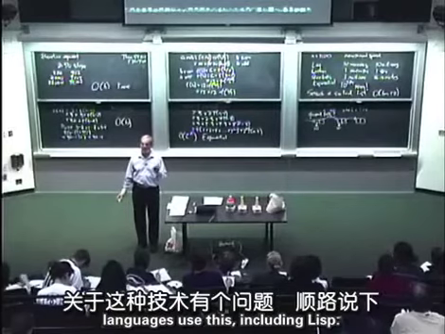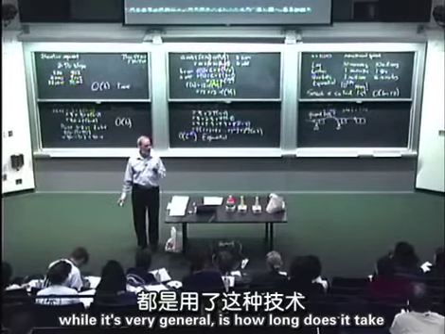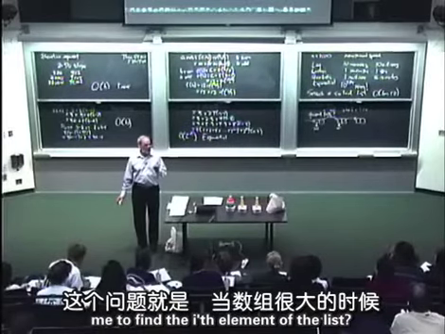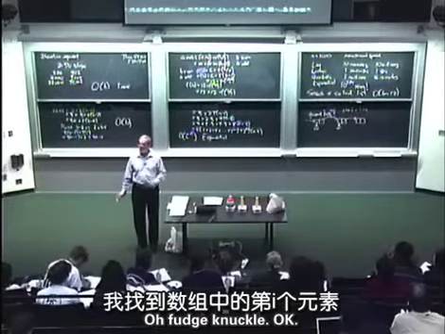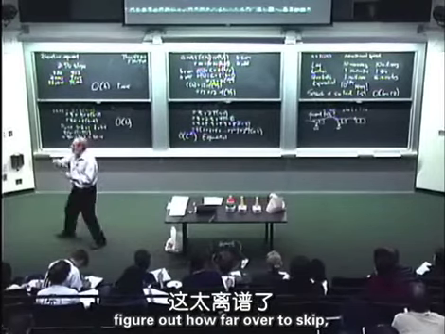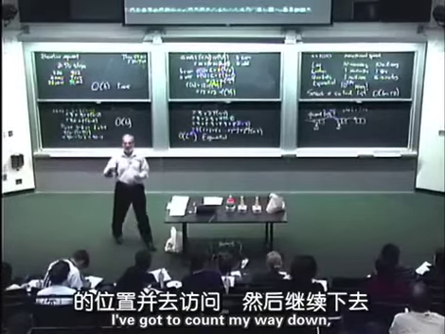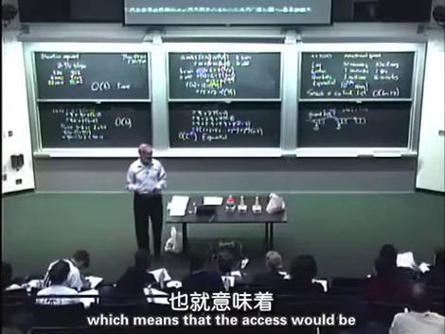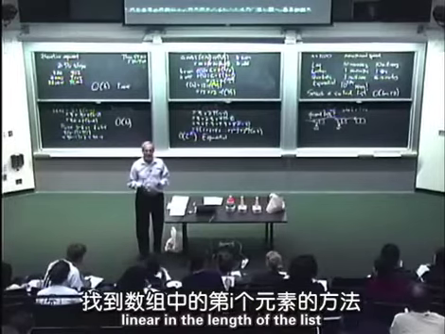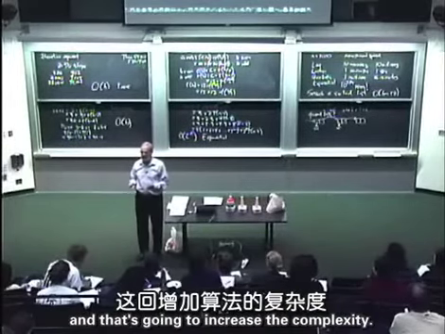The problem with that technique, while it's very general, is how long does it take me to find the ith element of the list? Oh, fudge knuckle. Okay? I got to go to the first place, figure out how far over to skip, go to the next place, figure out how far over to skip. Eventually, I'll be out the door. I got to count my way down, which means that the access would be linear in the length of the list to find the ith element of the list. And that's going to increase the complexity.